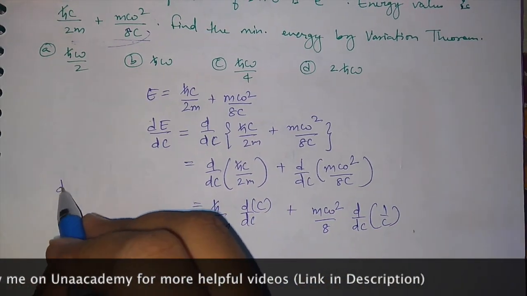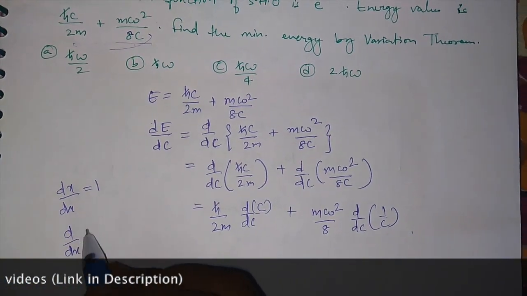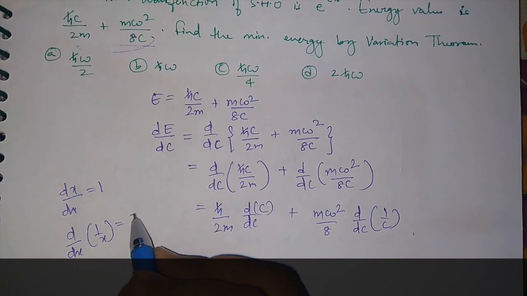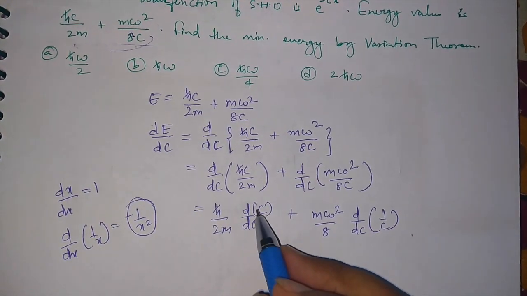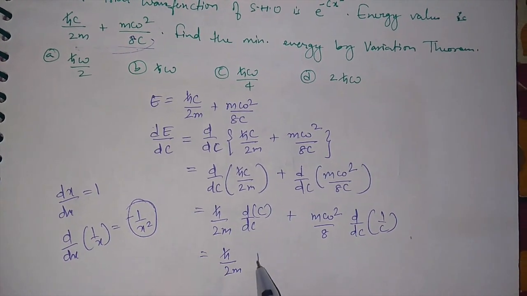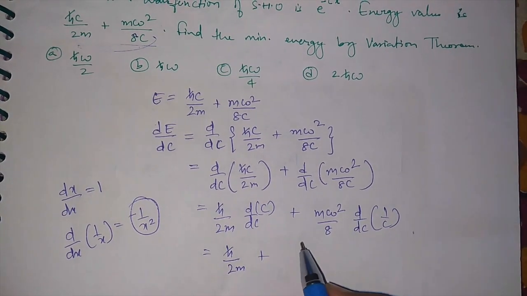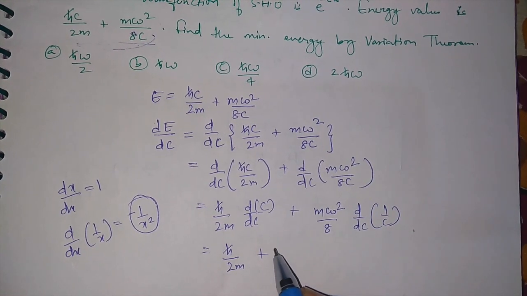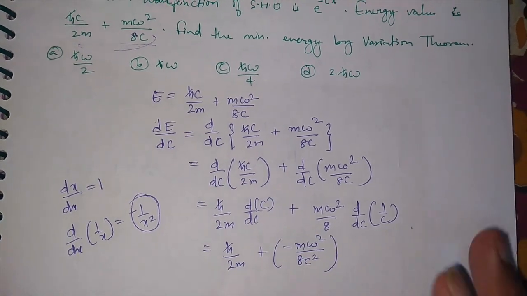For those who don't know, differentiation of x with respect to x gives you 1, whereas differentiation of 1/x with respect to x gives you minus 1/x². The same way, differentiating c with respect to c gives 1, so you just get ħ/2m over here, whereas in the second term you are going to get minus 1/c², so you will be getting minus mω²/8c².